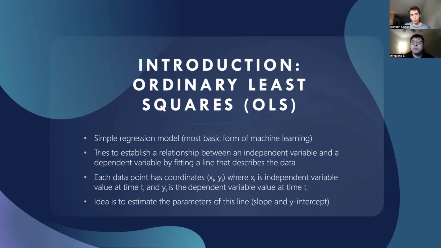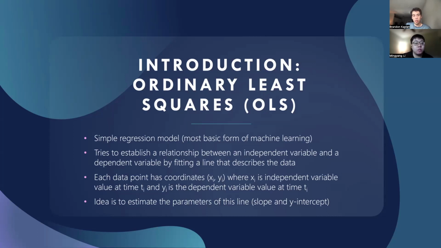So an overview of the logic behind the model that underlies our second strategy is an introduction to ordinary least squares, which is a simple regression model. This regression model is sometimes considered one of the most basic forms of machine learning. The idea is to establish a relationship between an independent variable and a dependent variable by fitting a linear equation, or a line, that describes this data. In that sense, the computer is learning from the data and then predicting a relationship.